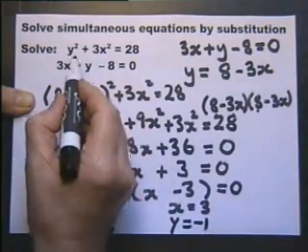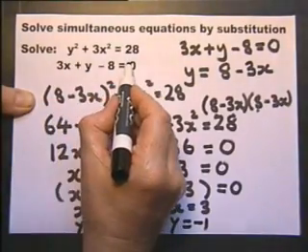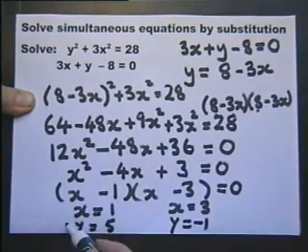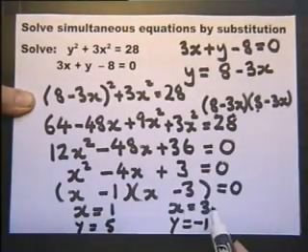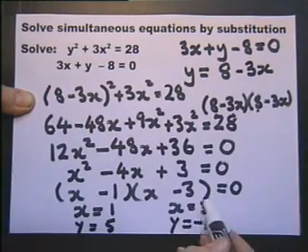In other words, if I drew this graph, they would cross in two places. They would cross at the coordinate x is 1, y is 5, and they would cross at the coordinate x is 3, y is minus 1.